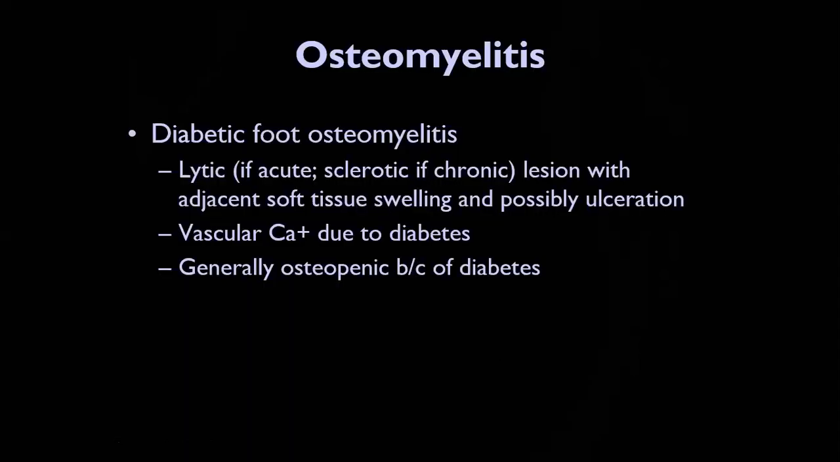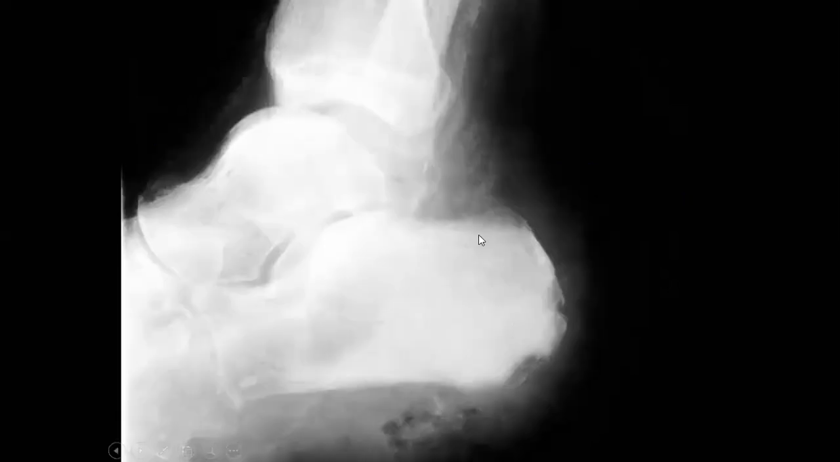Vascular calcification sometimes is a key because of diabetes. Again, the patient has osteopenia of diabetes and so on. The ulceration with the gas lucency is a good key.